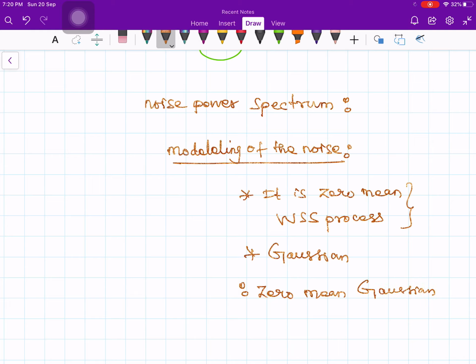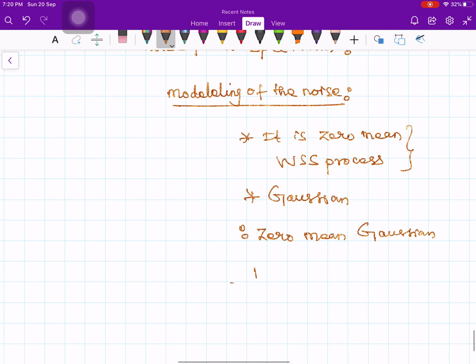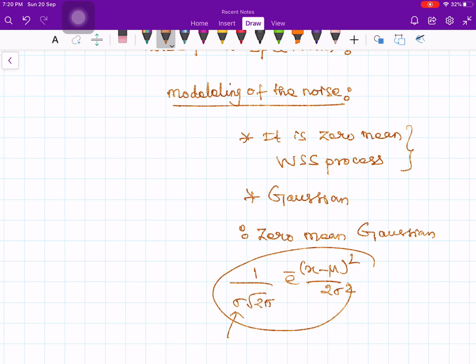Although Gaussianity is not central to our discussion, as long as it is wide sense stationary, we will anyway work with the first two moments. The two moments are enough to describe its characteristics. If it is a Gaussian process, the first two moments complete the description, because in the Gaussian density function, 1 by sigma times root of 2 pi, e to the minus of x minus mu the whole square divided by 2 sigma square, I need only two parameters, mu and sigma square, the mean and variance. That is enough.